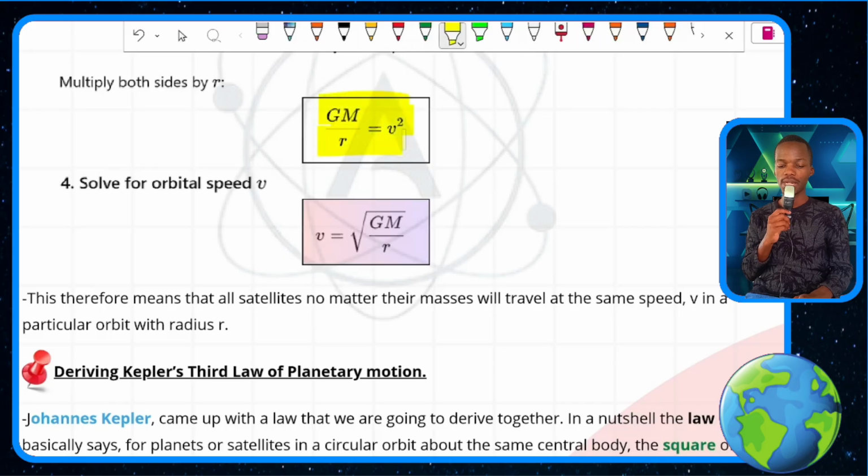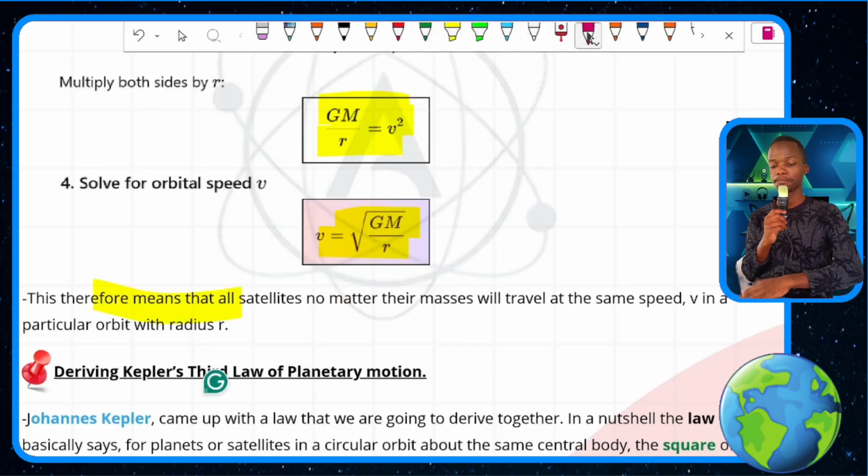Okay, so now you can solve for orbital speed. You can be asked, what is the v, the speed that the Earth is moving with? So v will be equal to the square root of GM over r. So it means that no matter how big the satellite is, it's going to travel at the same speed in a particular orbit that has a radius r. It doesn't matter how big that satellite actually is.